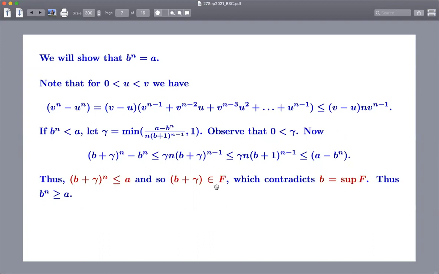So I didn't get the last inequality. Just repeat how we get that. The last in this chain, I didn't understand how the last inequality arises. Last one. Okay. Yeah.